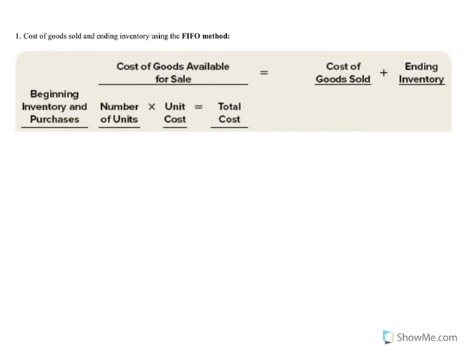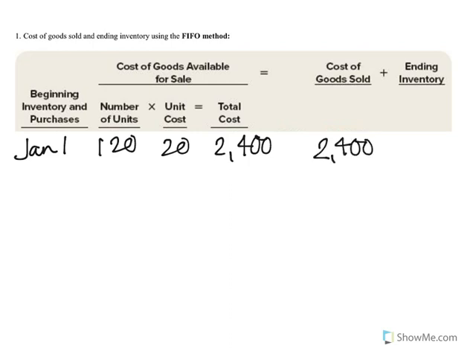We sold a total of 280 units, and we have 20 units in our ending inventory. So we'll start with January 1st. On January 1st, we bought 120 units. We bought those for $20 a piece for a total cost of $2,400. Now, out of the 280 units that were sold, 120 definitely fits in that. So all of this cost, $2,400, is going to go into our cost of goods sold.